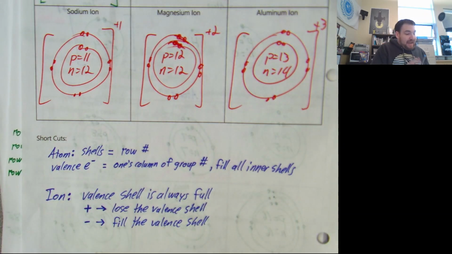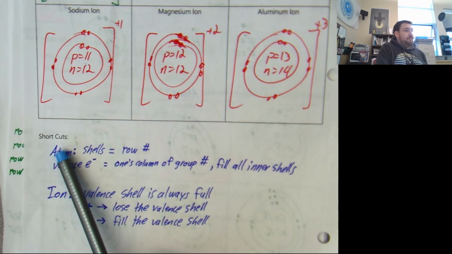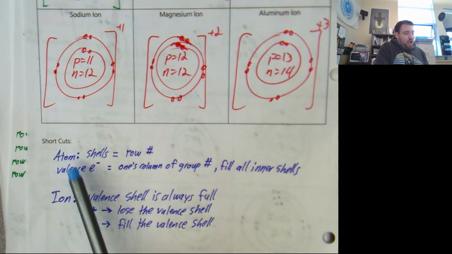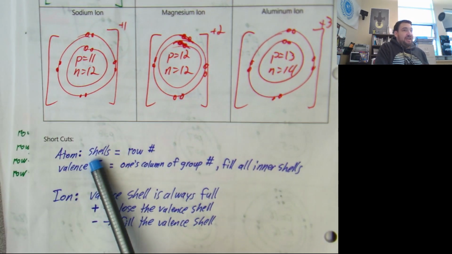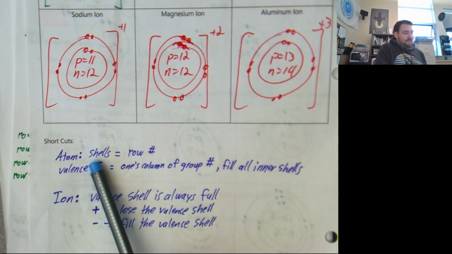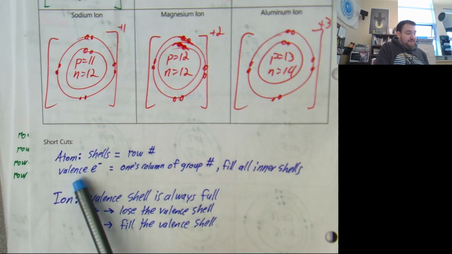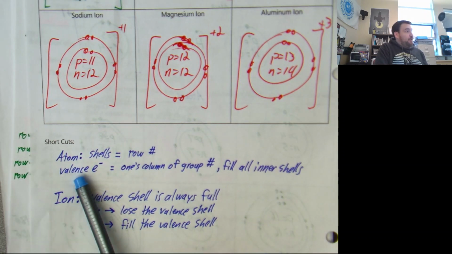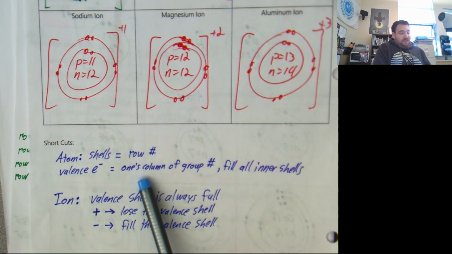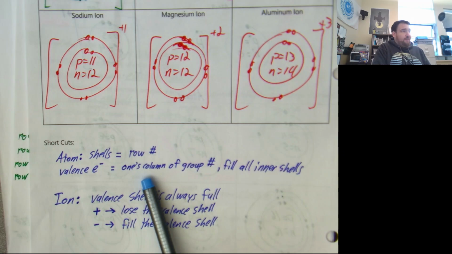If you're drawing an atom, the row that the atom is in is always going to be the same as how many shells that thing has on the outside. We talk about that a little bit. And then the valence electrons. The valence electrons are the outer electrons. The number of valence electrons is always going to be the ones column of whatever group you're in.